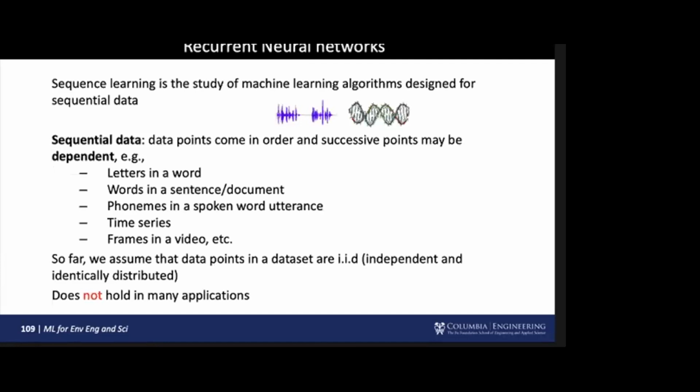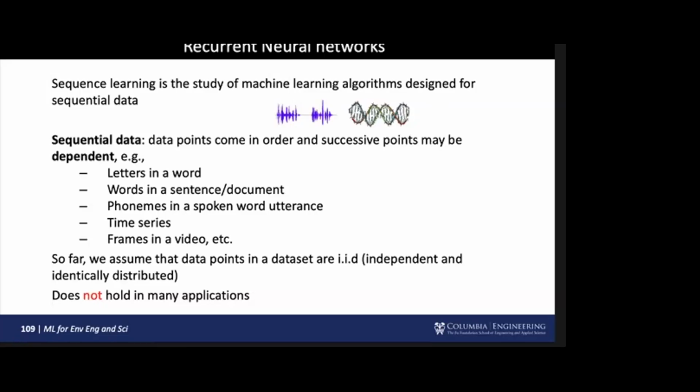We use RNNs for sequence learning, which focuses on data that comes in a specific order. It's the order that is important, rather than the spatial structure alone. In sequence datasets, successive points are often dependent on each other. Examples include letters in a word, words in a document, time series data as shown in this image here, or frames in a video. Those are time series datasets, and the order is important.